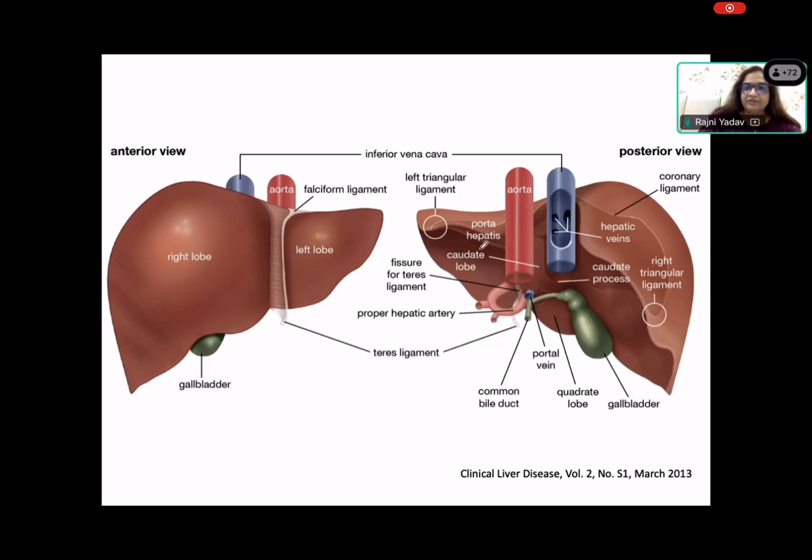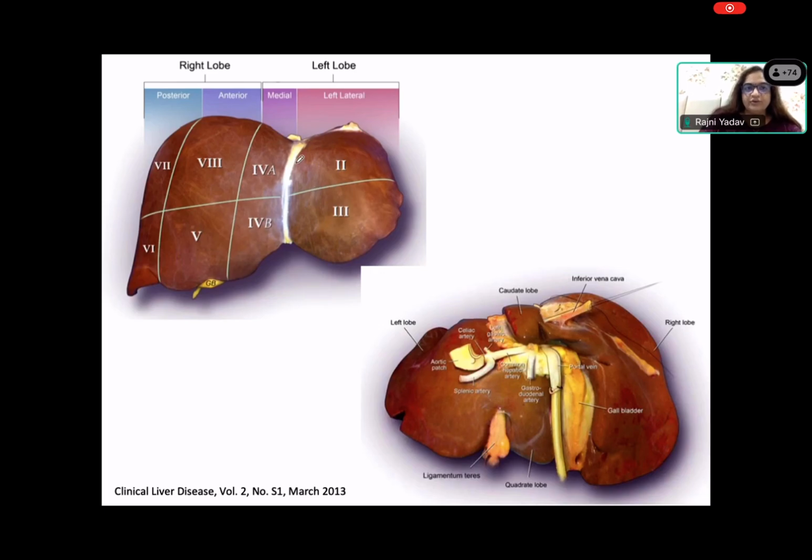teres. If you see the posterior aspect of the liver, here is the hilar area. This area is very important as the inflow and the outflow are located here, and the gallbladder also rests in this fossa. If we see the Couinaud classification, there are 8 liver segments.